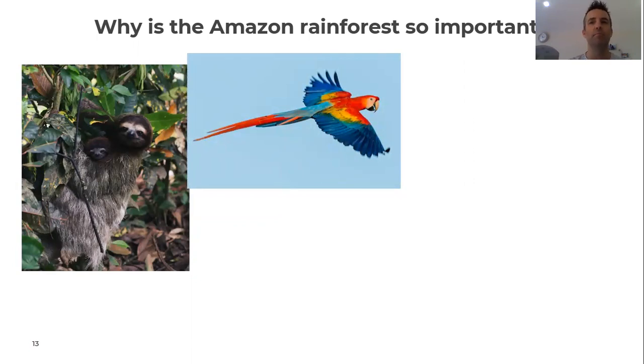And they live in the emergent or the canopy layers. And they rely on the forest to make their nests, to lay their eggs and to have their babies. And they eat fruit from the trees as well. So they really need the trees in order to survive.